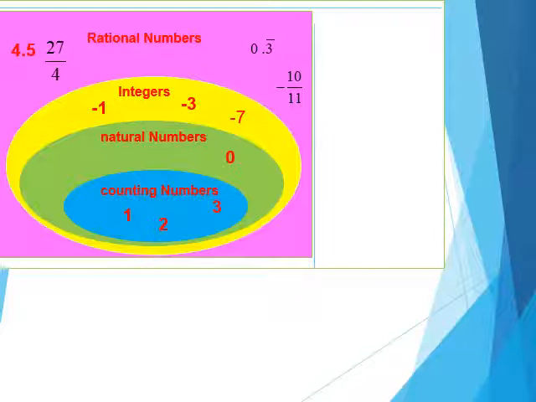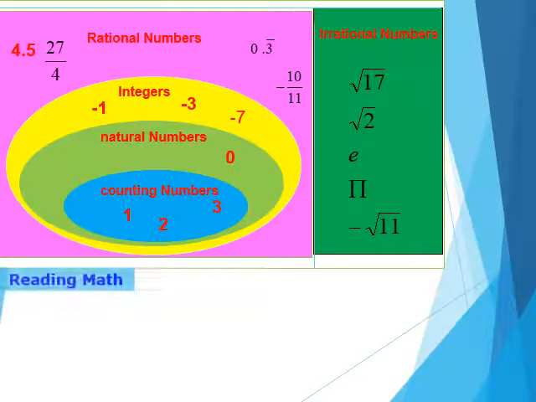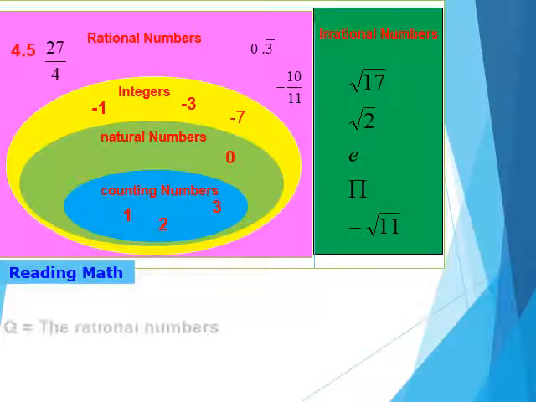As we know, an irrational number is any number we can't write as a fraction, like root 17, root 2, e, and so on. Reading math.